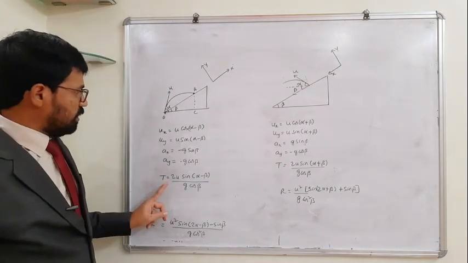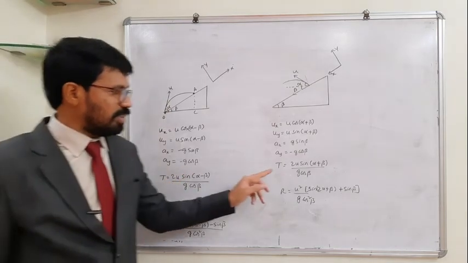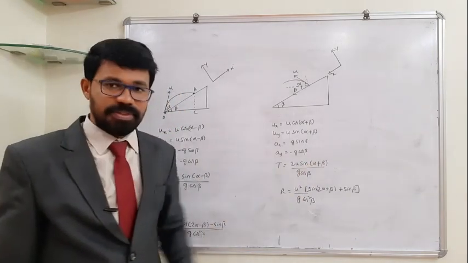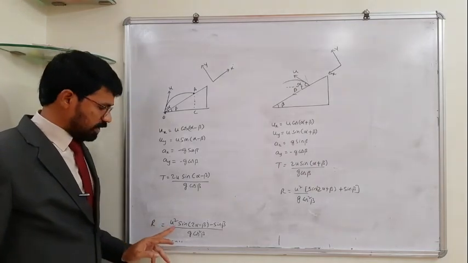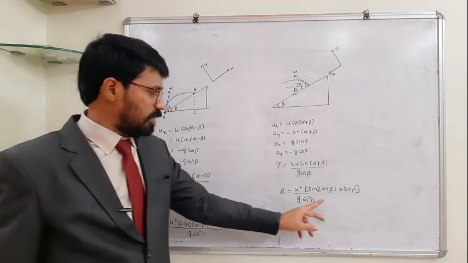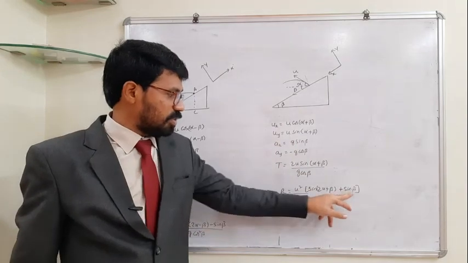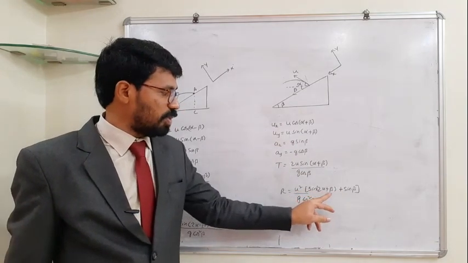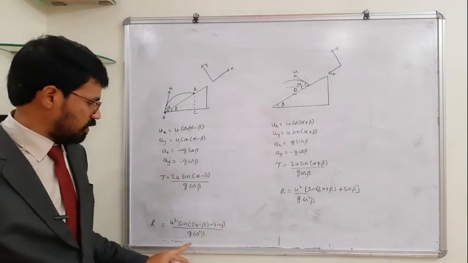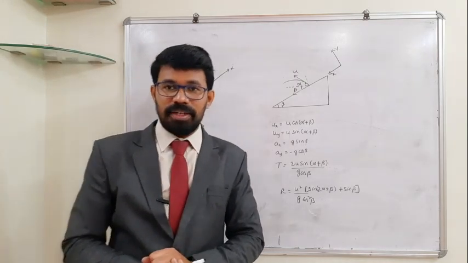And time of flight, in case of up the plane, is 2u sin alpha minus beta by g cos beta, and down the plane it is 2u sin alpha plus beta by g cos beta, minus and plus. And the range is u square sin 2 alpha minus beta minus sin beta by g cos square beta, and this is the range in case of projection from the top of the plane. Down the plane, plus signs will appear, right? U square sin 2 alpha plus beta plus sin beta, here 2 alpha minus beta minus sin beta, by g cos square beta. Okay, so these are the details connected with projectile motion over an inclined plane.